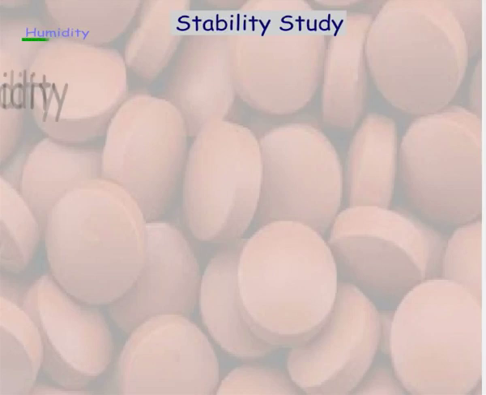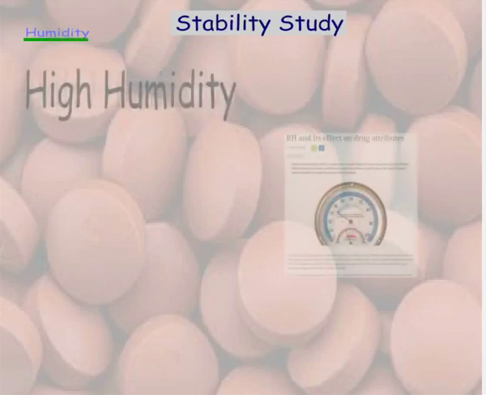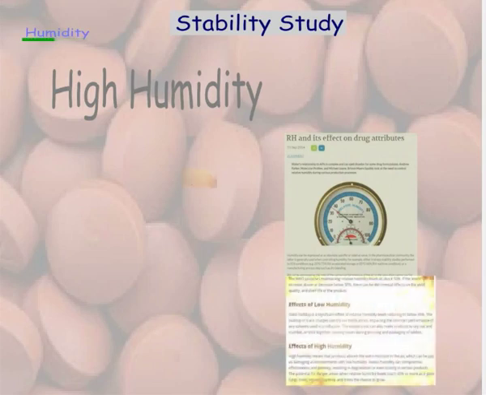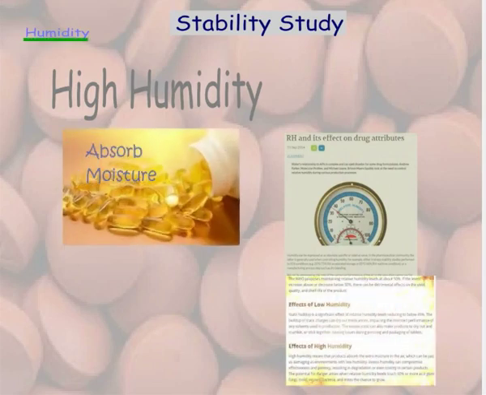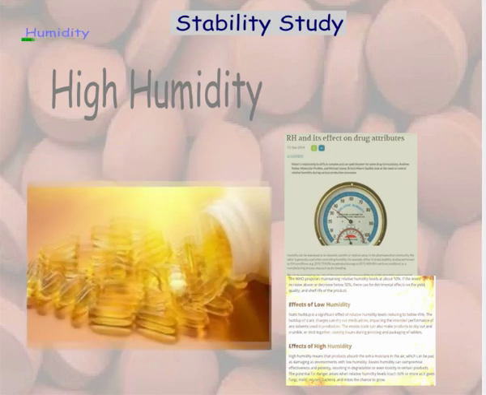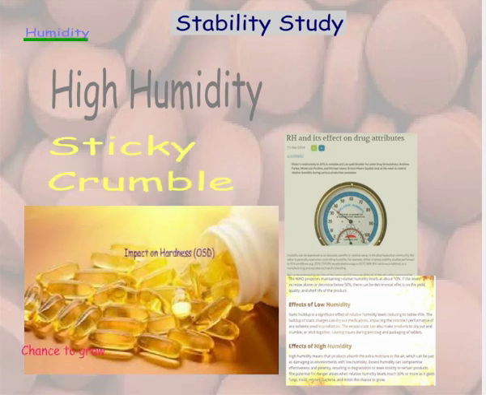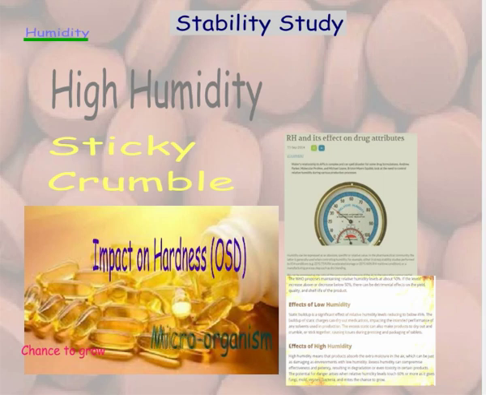Like temperature, products are impacted by high humidity also. Here the product absorbs extra moisture content, resulting in degradation. Even some products get toxic due to absorption of moisture content. The product turns sticky or crumbly in nature, so there is an impact on hardness, and then there are chances of microorganism growth at this stage.